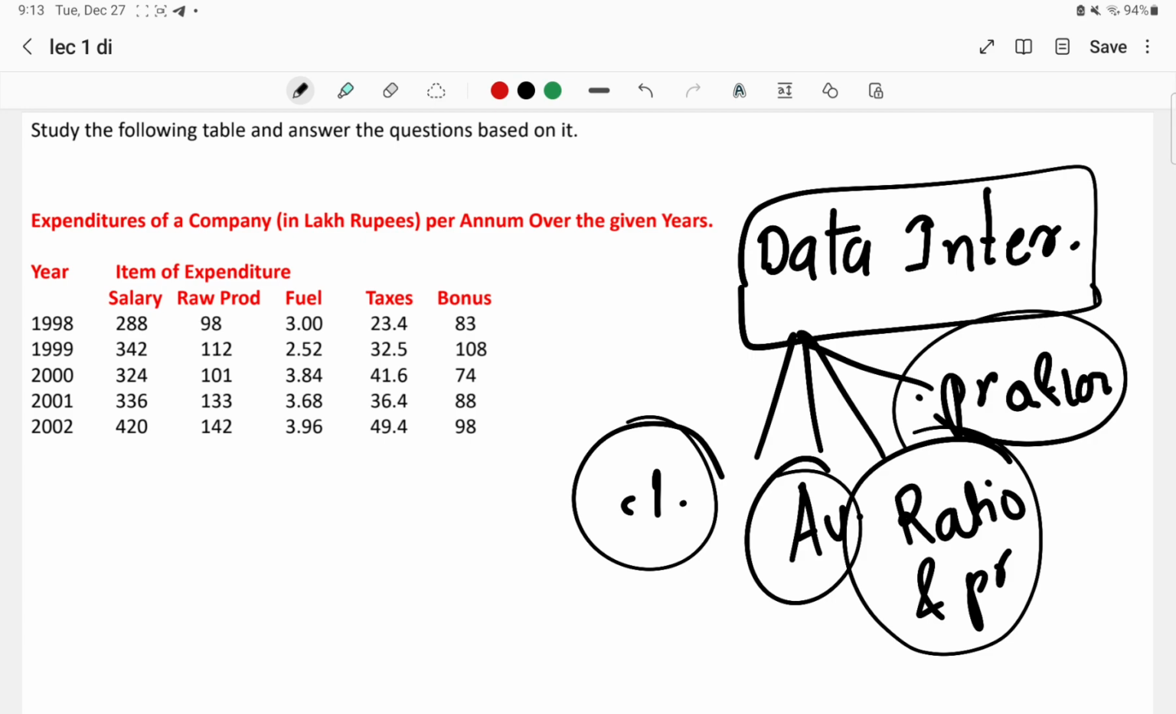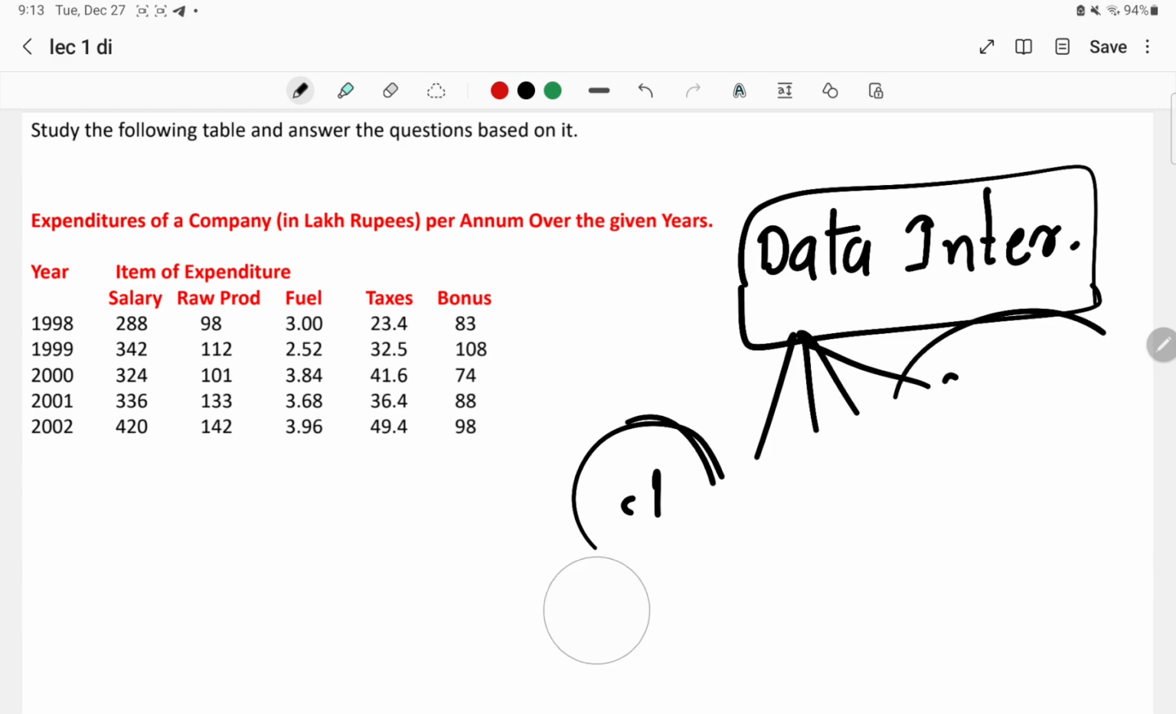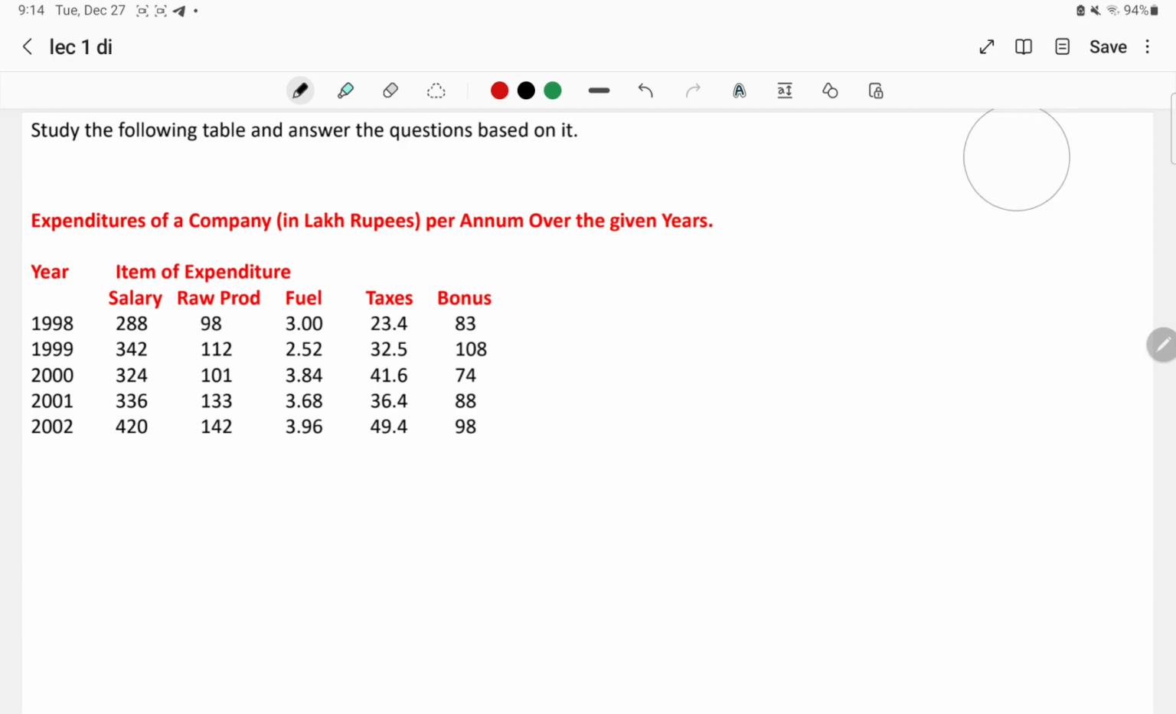So before discussing data interpretation, I have taken all those topics. If you have not watched it, please go and watch it. I have already covered most of the mathematical reasoning portion, so that we can begin with the new unit of data interpretation. Now in today's lecture we'll be discussing one important question, and we'll be starting with a table from data interpretation.